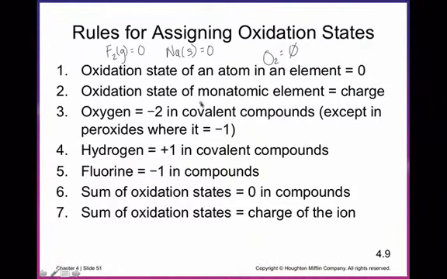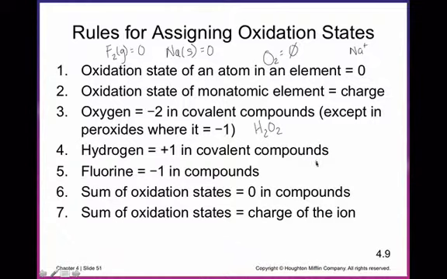Oxidation state of a monatomic ion is the charge. So if you go like sodium with a plus charge, that has a +1 oxidation state. Oxygen is always a -2, except if it's peroxide, like hydrogen peroxide. Each of those oxygens would be a -1. Hydrogen's always a +1 in covalent compounds. Fluorine is a -1. The sum of all your oxidation states has to equal 0.